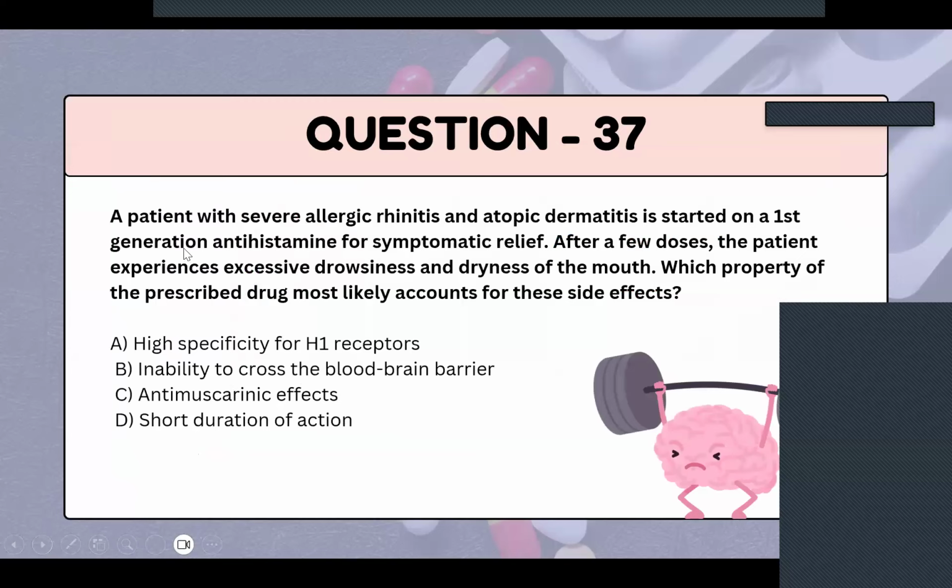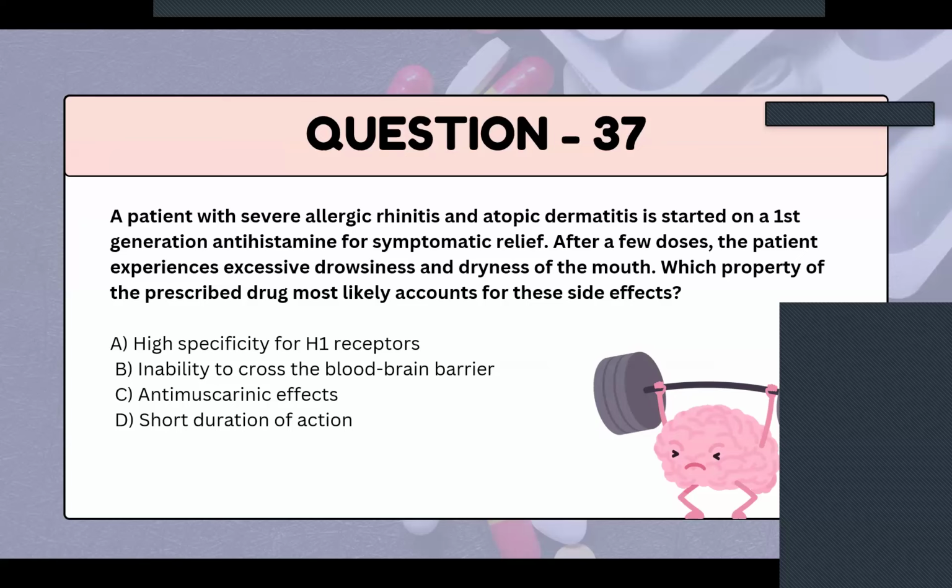Now, the next question. A patient with severe allergic rhinitis and atopic dermatitis is started on a first-generation antihistamine for symptomatic relief. After a few doses, the patient experiences excessive drowsiness and dryness of mouth. Which property of the prescribed drug most likely accounts for these side effects? High specificity for H1 receptors, inability to cross the blood-brain barrier, antimuscarinic effects, short duration of action.